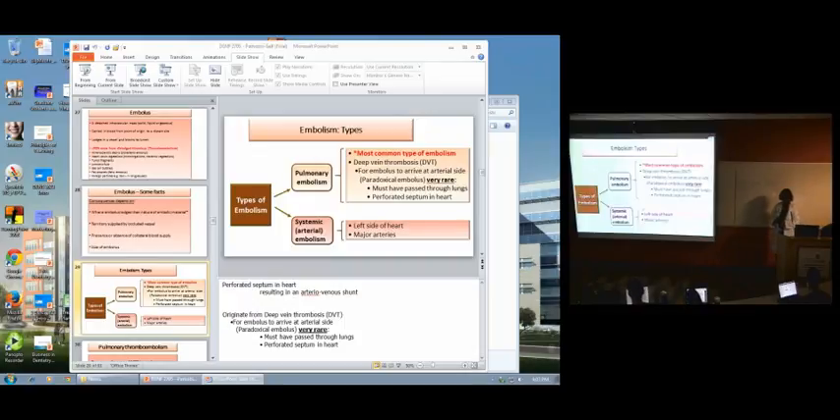So what are the types of embolism? There are two main ones, the pulmonary embolism and the systemic. Systemic mainly refers to arterial. If you remember the blood supply, you can figure out that systemic usually refers to the arterial supply. For pulmonary embolism, the most common type is deep vein thrombosis, as we discussed earlier on.